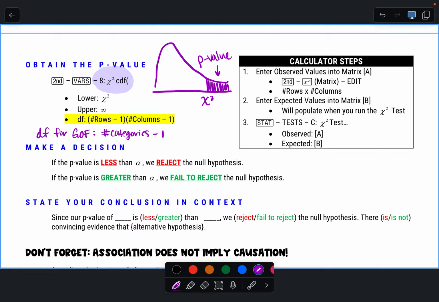You run the test in your calculator. This does require that we use a matrix, and this is going to be in Stat Test C. This is one of the easier tests to run because you really don't have to make any decisions. You're not deciding what is my null value, is it less, is it greater, is it not equal to. You're putting your data in the calculator and you're running the test. That is all you have to do for homogeneity and independence.